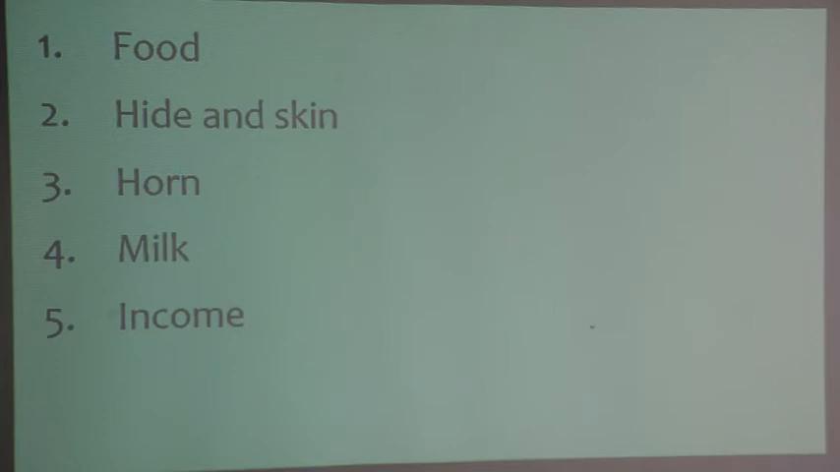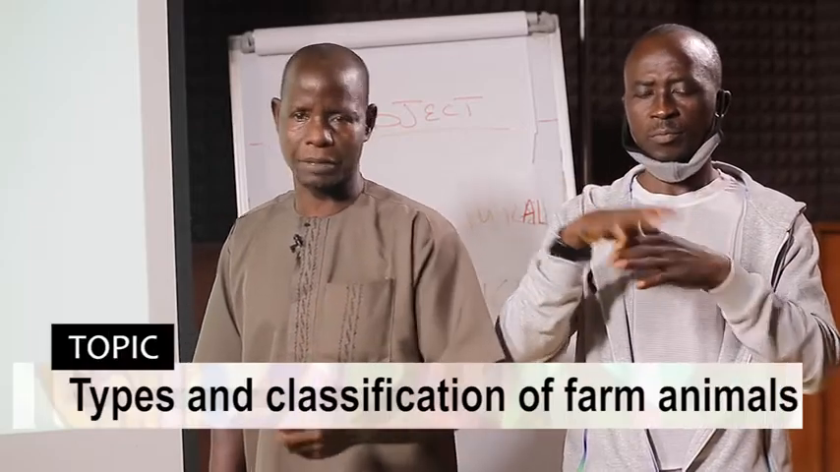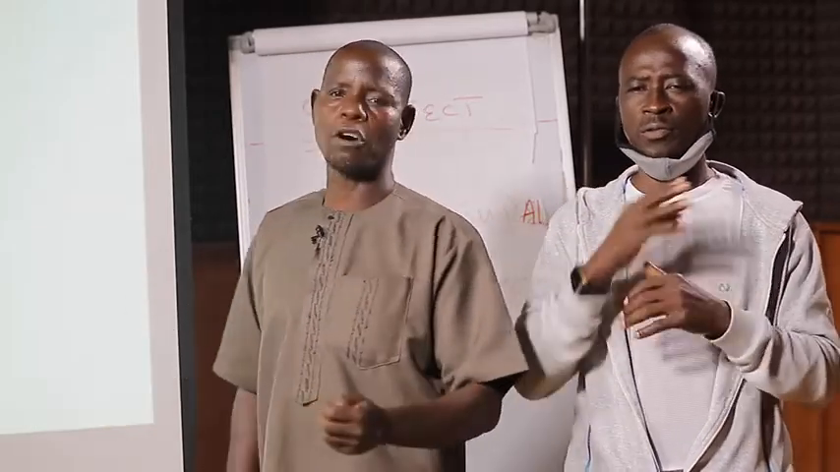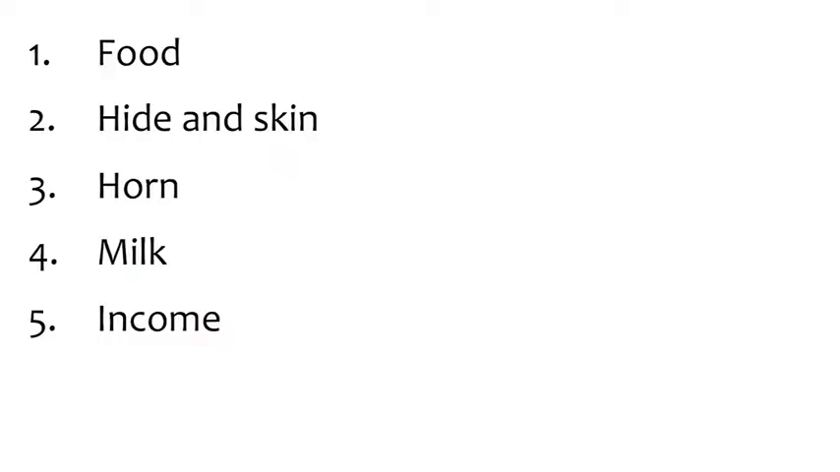One, farmers may be keeping animals for food. We eat the meat obtained from animals. And this gives us protein and other nutrients. Two, hide and skin.